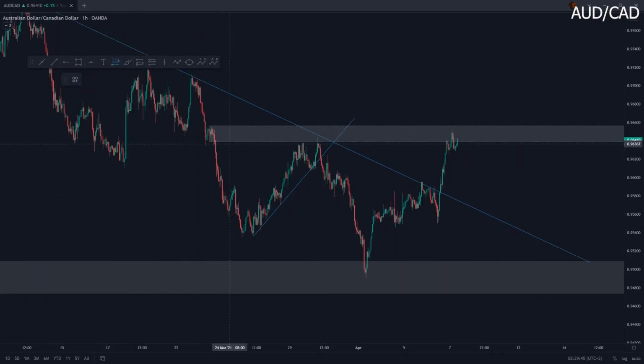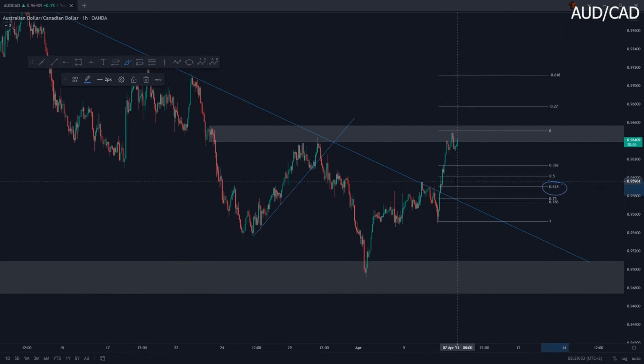Well, we're currently situated in my major reversal area, and I'm going to be waiting for a nice fib retracement back down towards the trend line, back down to 618, because 618 aligns perfectly with previous support and resistance over here. So I'm going to be waiting for that 618 Fibonacci retracement before looking for any potential longs.